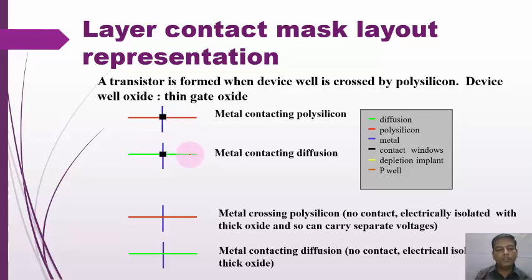If diffusion and metal are connected, again we have to show the contact over there. Here metal crossing polysilicon, no contact, electrically isolated with thick oxide and so can carry separate voltages. Here metal and polysilicon do not have any contact because no black color is shown. Here we have shown it, so they are contacted. Here it is not shown; metal and diffusion do not have any contact, so no contact is shown. So metal crossing diffusion, no contact, electrically isolated with thick oxide.